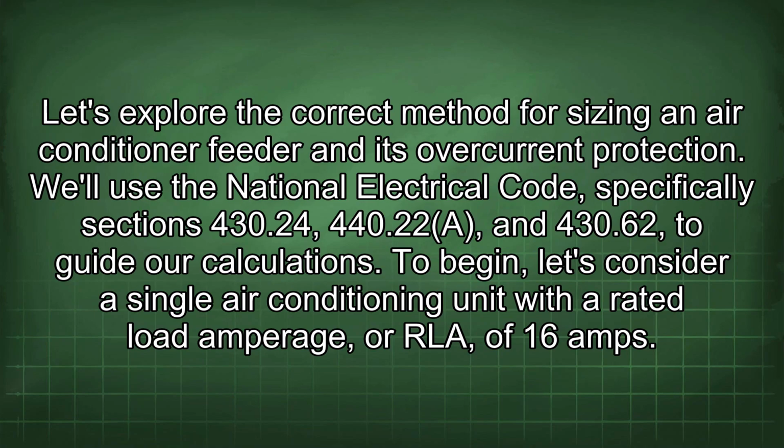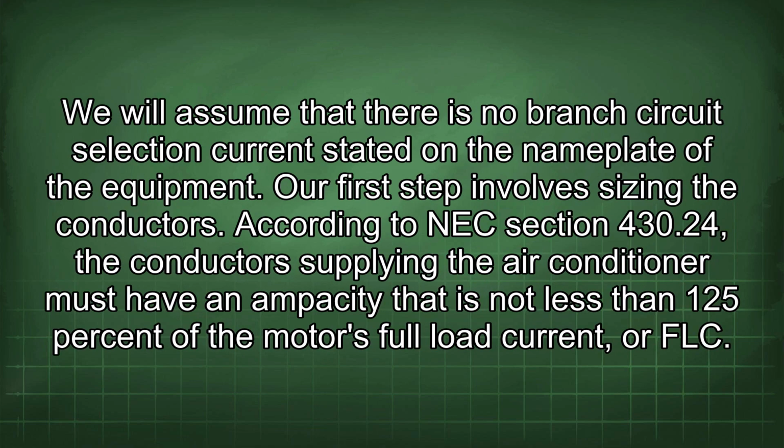Let's explore the correct method for sizing an air conditioner feeder and its overcurrent protection. We'll use the National Electrical Code, specifically sections 430.24, 440.22(A), and 430.62 to guide our calculations. To begin, let's consider a single air conditioning unit with a rated load amperage, or RLA, of 16 amps. We will assume that there is no branch circuit selection current stated in the nameplate of the equipment.